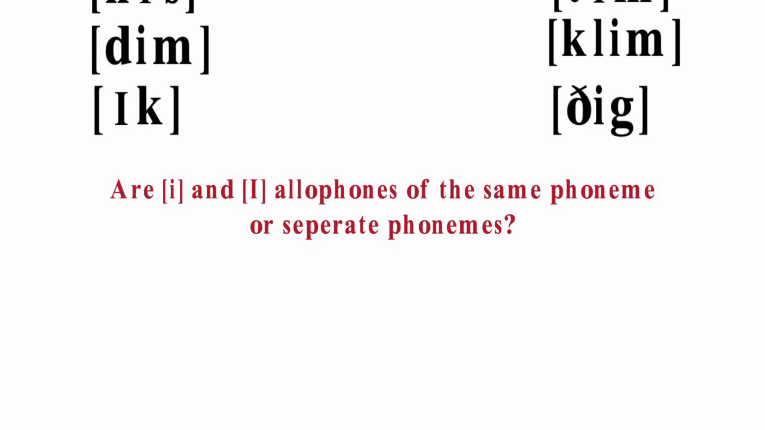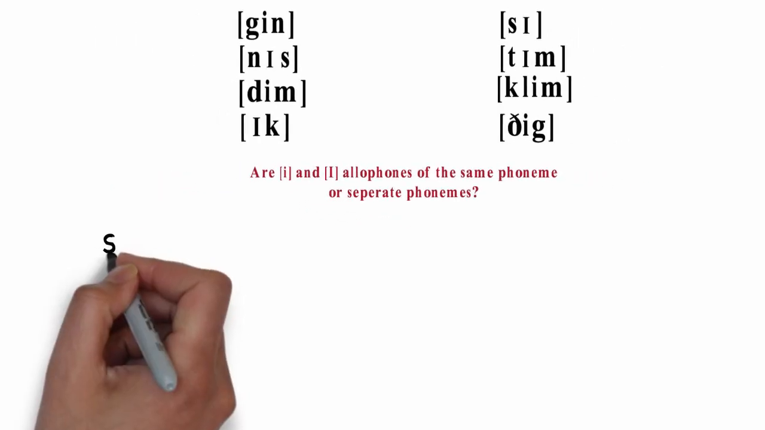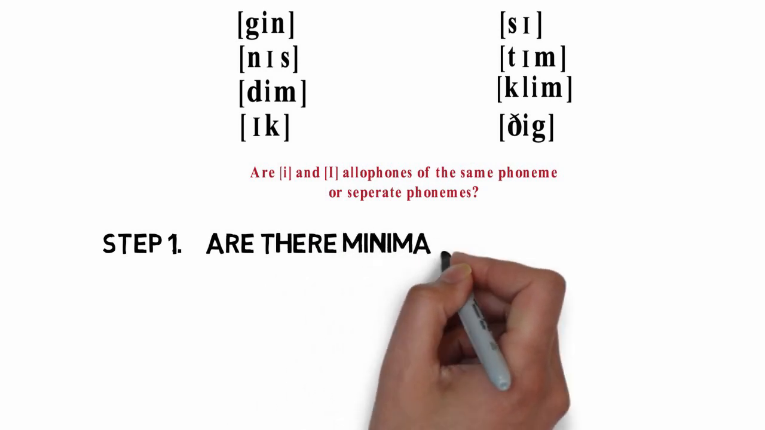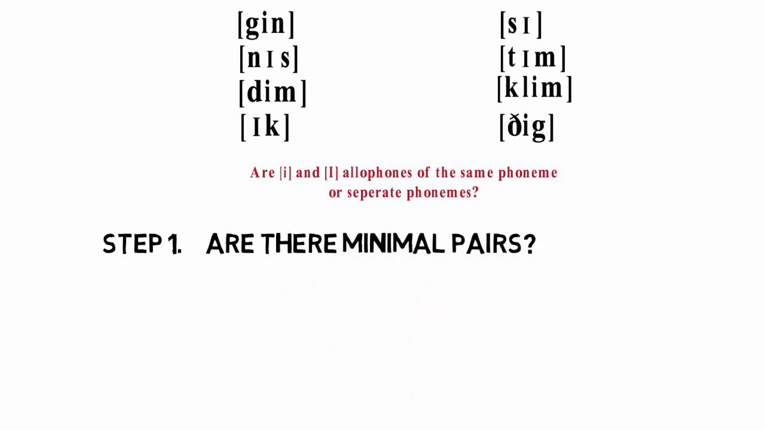of the same phoneme, or whether or not they are separate phonemes? Well, how would we even begin to figure this out? First, we look to see if there are any minimal pairs between the two of them. If there are minimal pairs, that is to say, if there is an instance where the changing of only one of these sounds makes a meaning difference, then we know that they are phonemes. And we know this because they are not in complementary distribution.